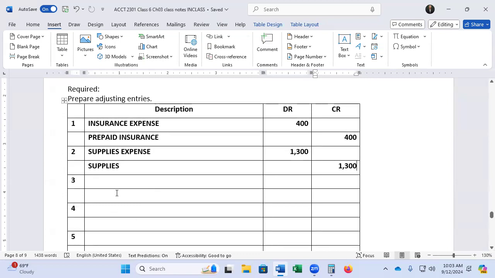Estimated depreciation. Doesn't say on what, but we only have one class of long-term assets, and that's equipment. So we would report depreciation expense, equipment for 1,000, and accumulated depreciation for equipment is 1,000.